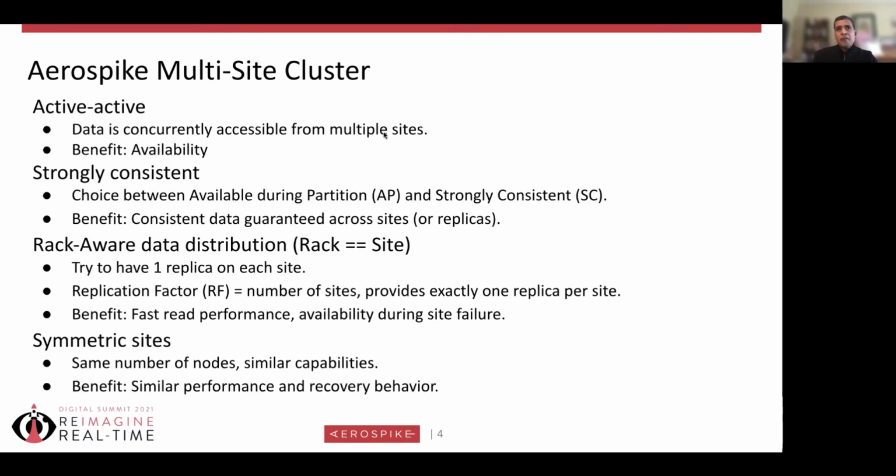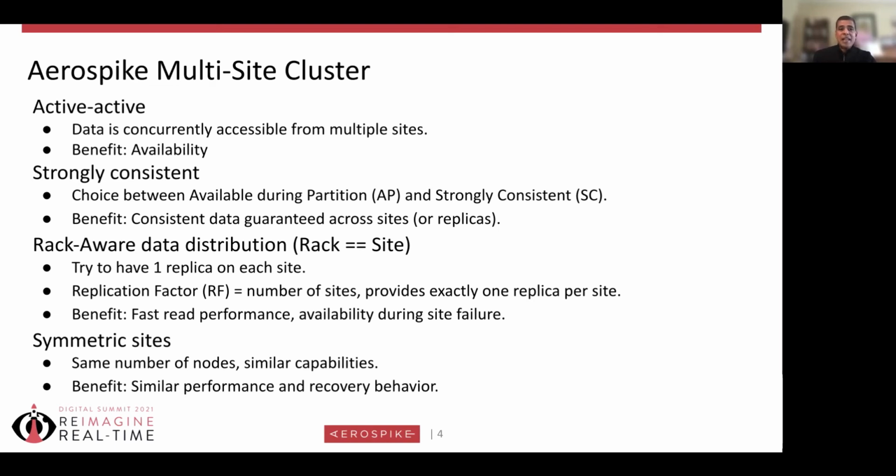So apart from just the term multi-site cluster and what it conveys, there are certain things that are implied when you say an Aerospike multi-site cluster. And one of them is it is active-active. What we mean by active-active is the same data is concurrently accessible from multiple sites. And the benefit there is availability. You can access the same data across multiple sites at the same time.